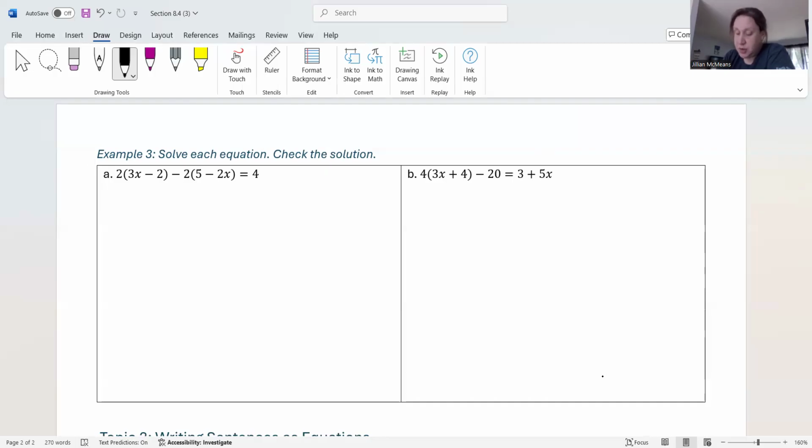So I'm going to start with 2 times 3x. Well, 2 times 3x, I multiply the 2 and the 3. So I get 6, and then I just keep the x. And then 2 times negative 2, that's just going to be negative 4.